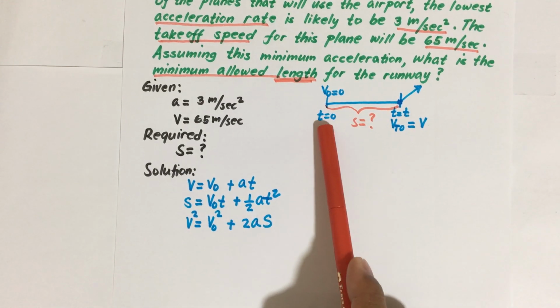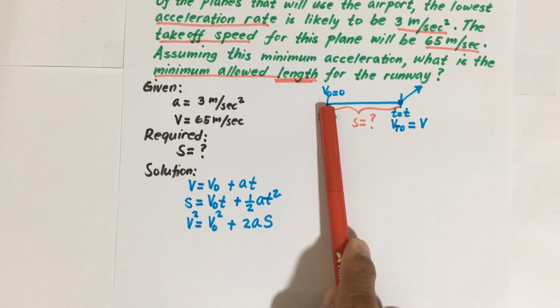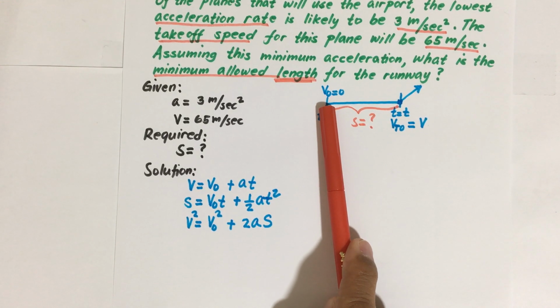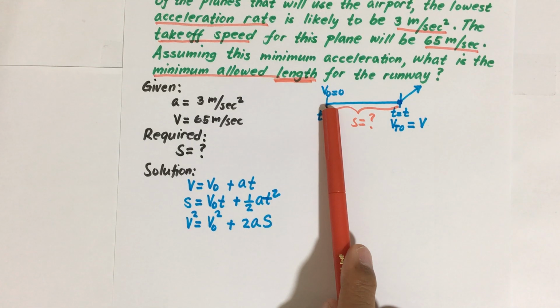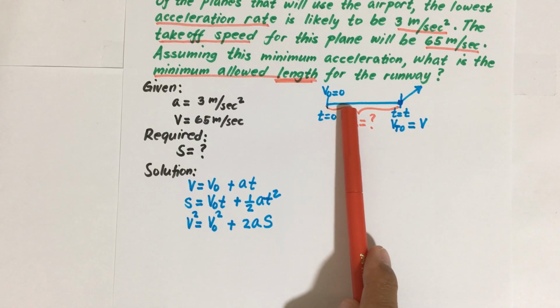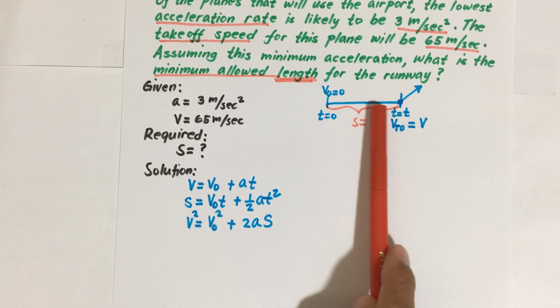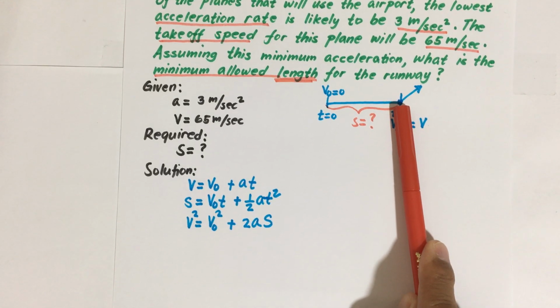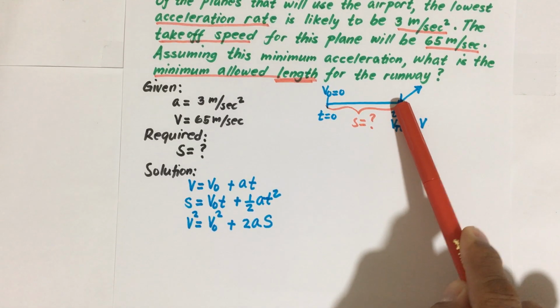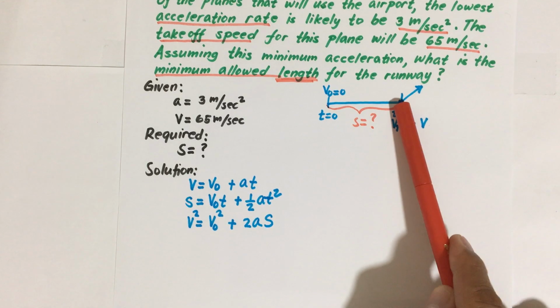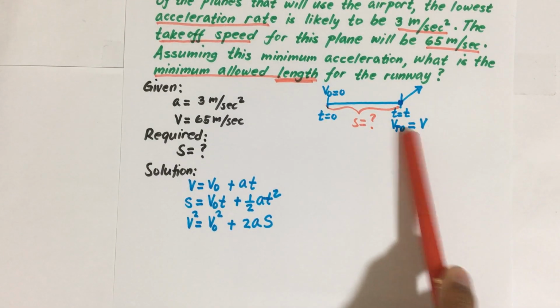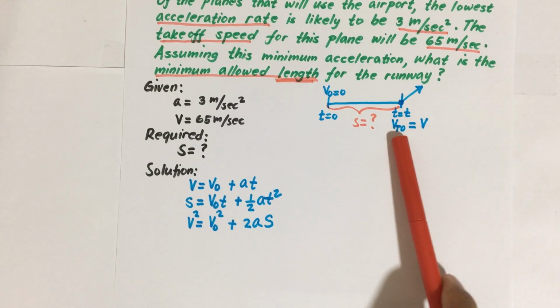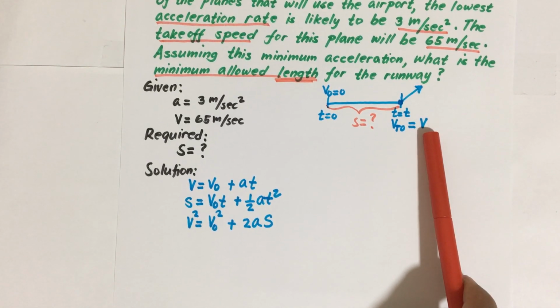So at t equal to 0, it means that the plane was at rest, it's not moving yet, so the initial velocity is equal to 0. Then when it moves, and finally at this point where the plane takes off, this is the final velocity so that it can take off. So VTO, the takeoff velocity, is equal to V.